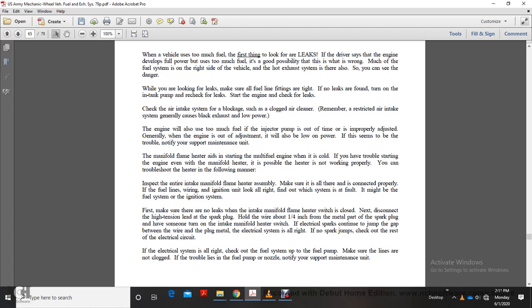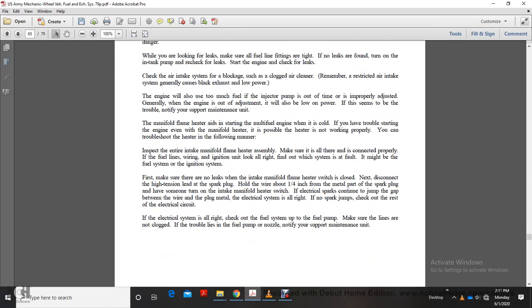While looking for leaks, make sure all fuel line fittings are tight. If no leaks are found, turn on the intake pump to recheck for leaks. Start the engine and check for leaks. Check the air intake system for blockage, such as a clogged air cleaner. Remember, restricted air intake generally causes black exhaust and low power. The engine will also use too much fuel with the injector pump out of time. Improper adjustment generally leaves the engine out of adjustment and low on power. It is also a trouble to notify the support maintenance unit.